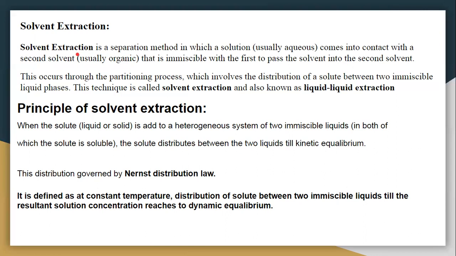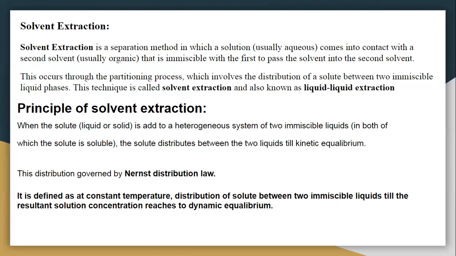So in solvent extraction we use two solvents: one is water, the second is an organic solvent, and third is a substance or solute, and that solute should be miscible in both. Here the extraction occurs through the partition process. Partition means first we dissolve a solute in water, and then to that solution we add an organic solvent.